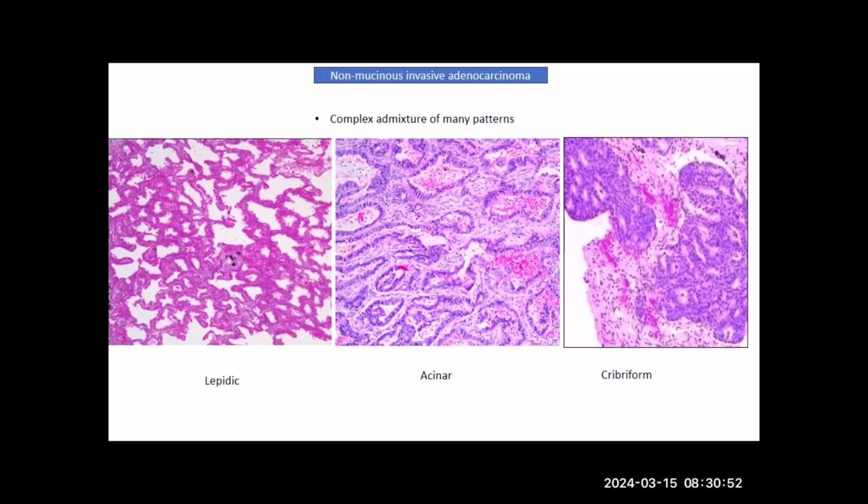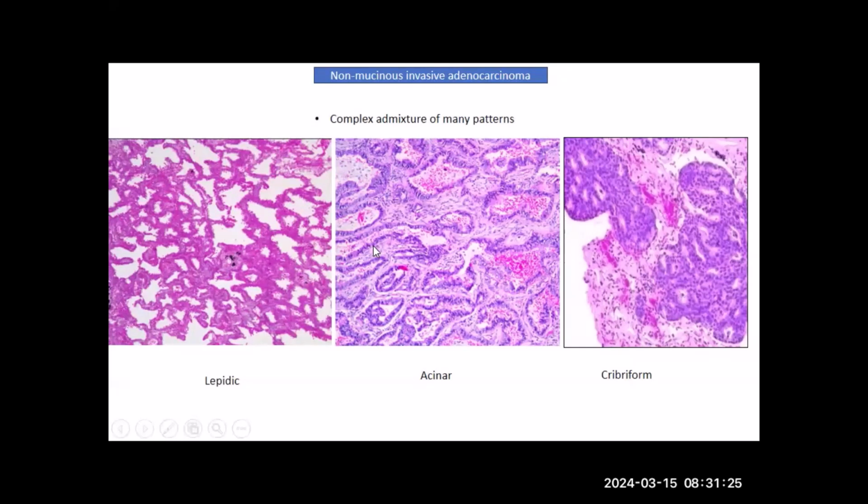Acinar is basically glands or tubules which are seen in the stroma. You can see these glands which are infiltrating. This pinkish thing is the stroma, and these glands are infiltrating the stroma. The cells lining these glands are not uniform in size. They are very darkly staining. So this is an invasive tumor showing an acinar pattern.